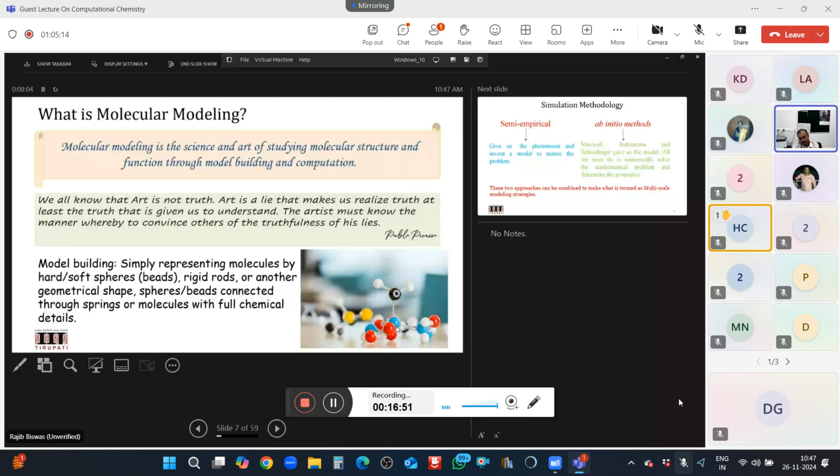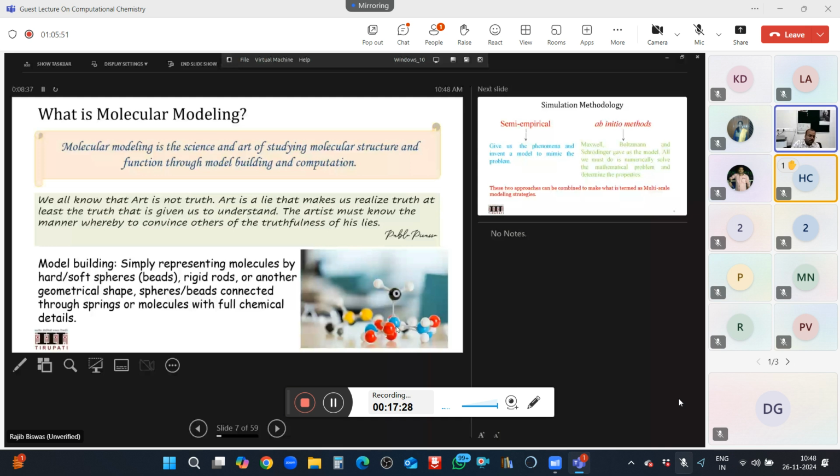We just say that each individual atom may be a spherical bead, soft bead or hard bead, and they are connected by either a rigid rod or a harmonic spring, or their shapes are different. For example, they may be elliptical in shape. So all those things we introduce to describe the molecules, and to formulate their interactions, we take help of several mathematical expressions, which I will be talking about in the next couple of slides.